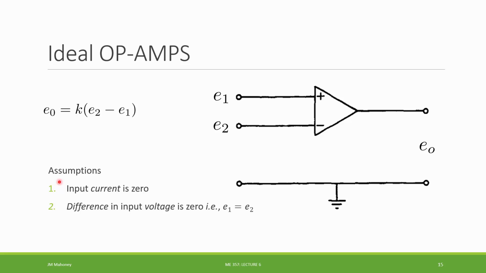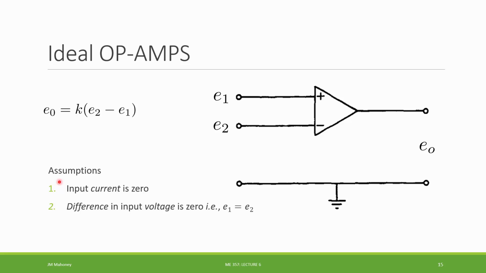So for ideal op-amps, these assumptions are going to be used, and we're going to use them in order to decide what the voltages are, what the currents are around the op-amp. But be aware in actual op-amps that these assumptions are not actually true. The input current is not 0, and there is and has to be that small difference between the input voltage at the positive terminal and the input voltage at the negative terminal.